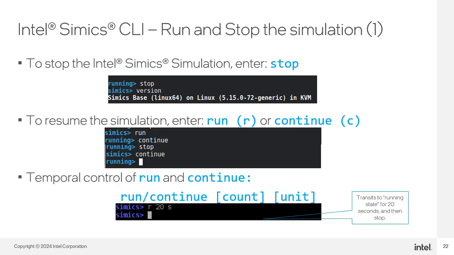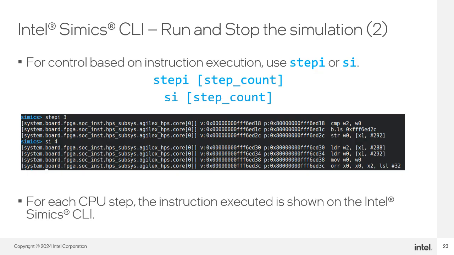To run and stop the simulation with the CLI is equivalent to doing it with the hardware. You can also add a running state with a limit of time and then stop. The command step I can be used to indicate the number of steps to show in the CLI of an instruction being executed.